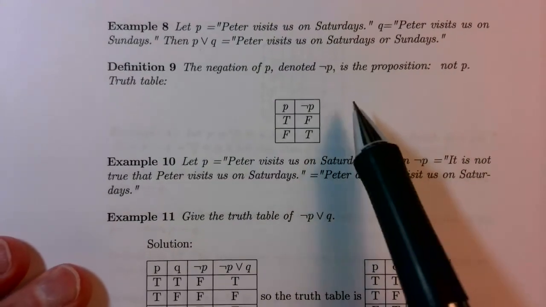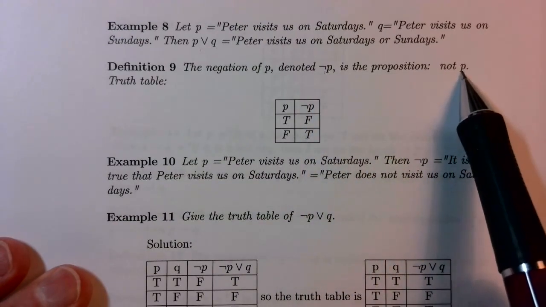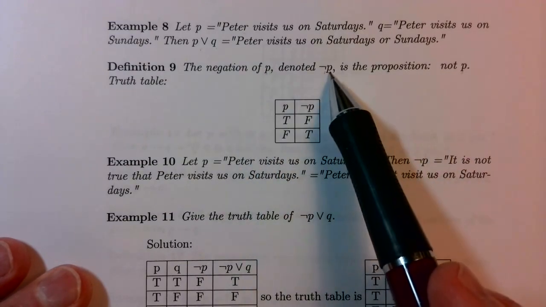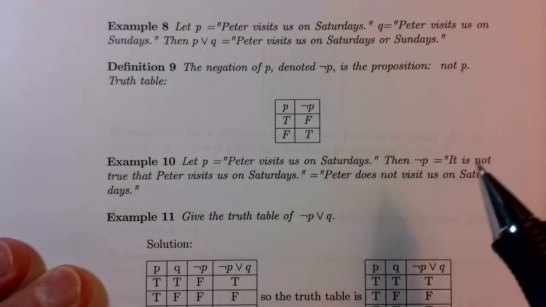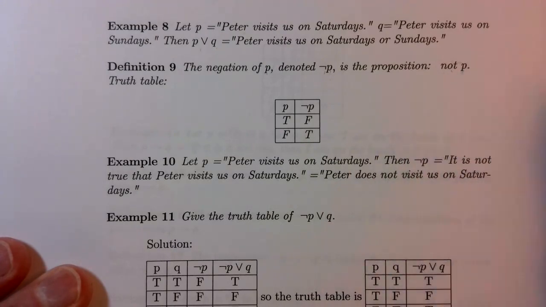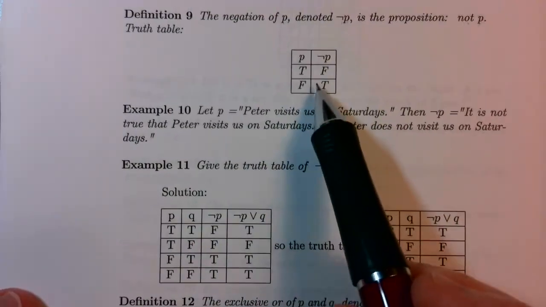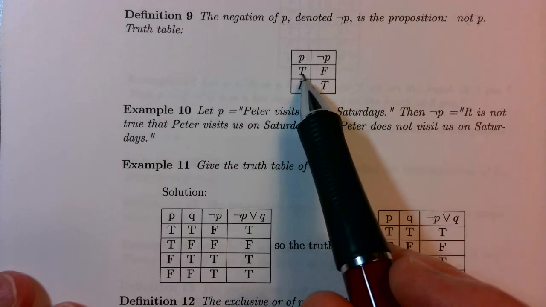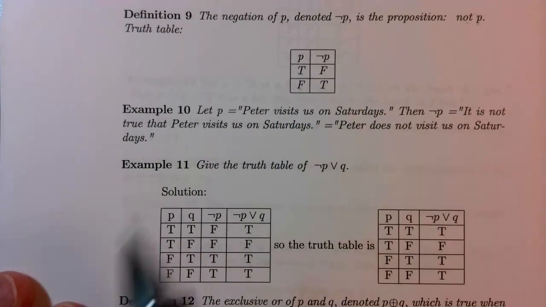Another operation that we can apply is negation. If we have one given proposition P, we can form not P simply by putting not before. Or instead of not, we can say it is not the case that P. Not P has the opposite truth value of P. If P is true, not P is false. If P is false, not P is true.